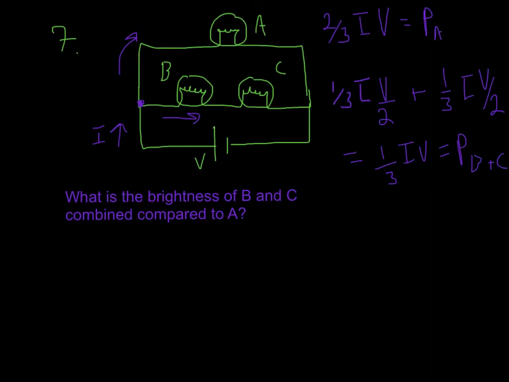You could also do this using V squared over R or I squared R, and you'll come to the same result as well. That's it for the light bulb problems. In fact, we're going to save the Thevenin and the voltage divider for the next lesson, since this is getting a little long. See you next screencast.